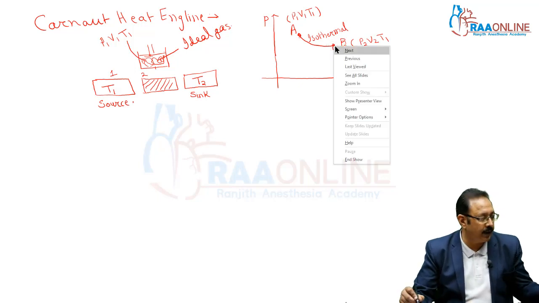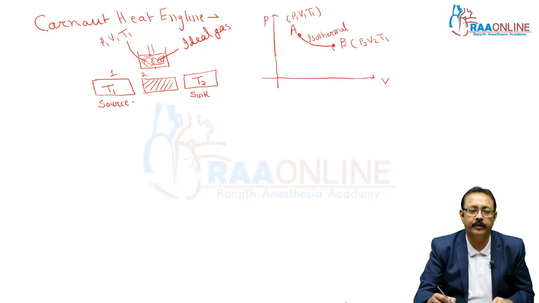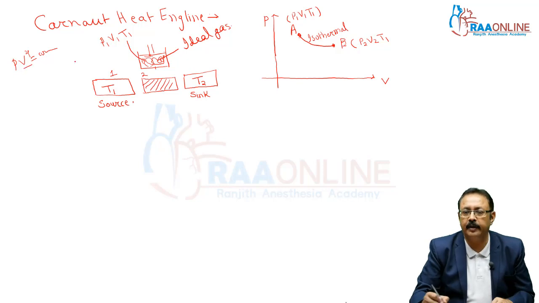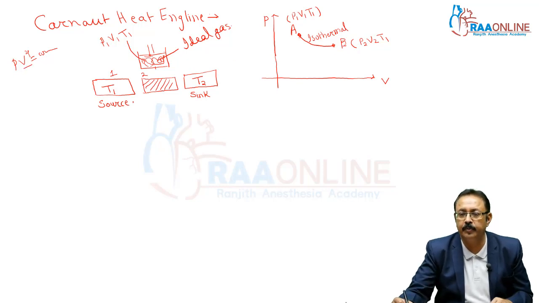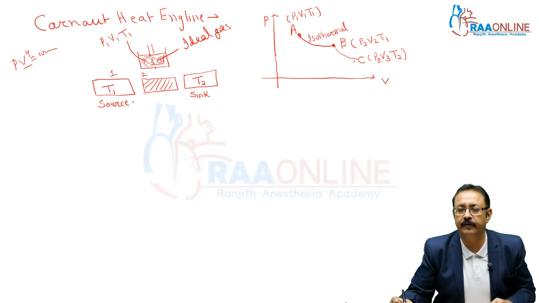Now it is not at constant temperature, so it will follow PV raised to the power gamma is equal to constant. Since volume is increasing, pressure should decrease. So we will go from B to C. Pressure is P3, volume is V3, but now temperature is changing. Suppose we do this up to the temperature T2.